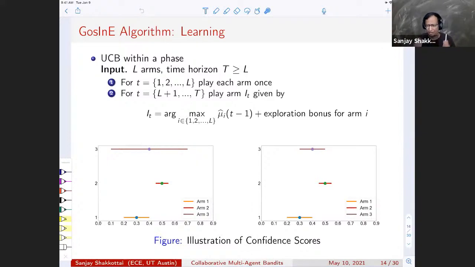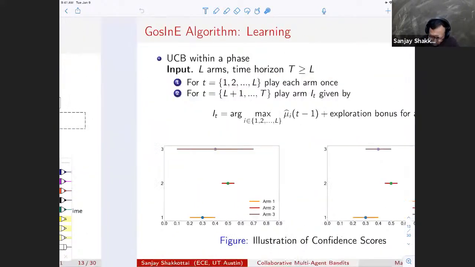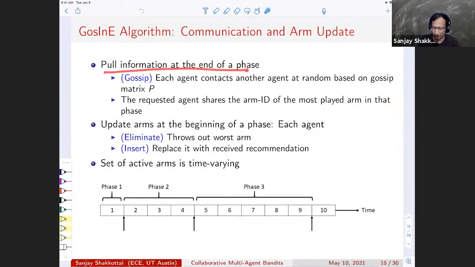Okay. So where are we at this point? At each phase, any of these agents plays from its collection of arms, it plays UCB. Okay. And at the end of time, what happens? At the end of time, it pulls information, meaning it has played its 3 arms over this period of time. It randomly connects to another agent from gossip. So our communication is pairwise gossip. It randomly contacts another agent and requests that agent to tell me, if I'm the agent asking, what do you think is the best arm?